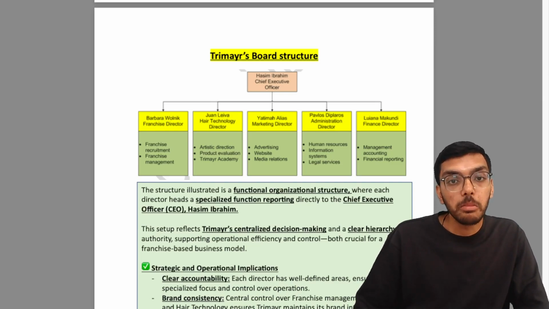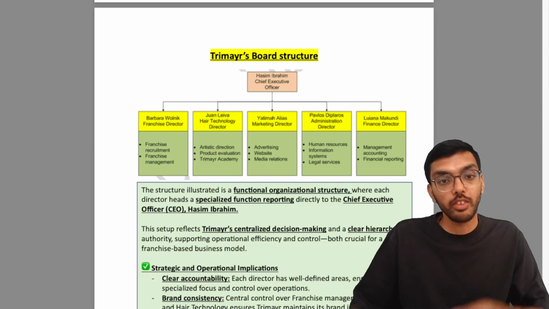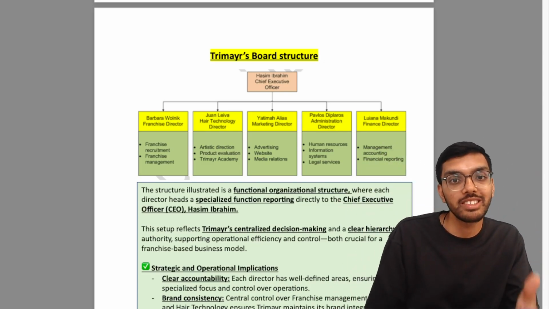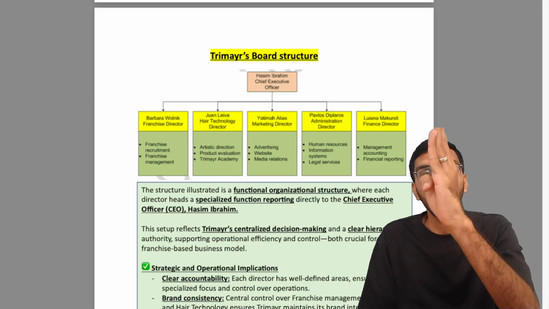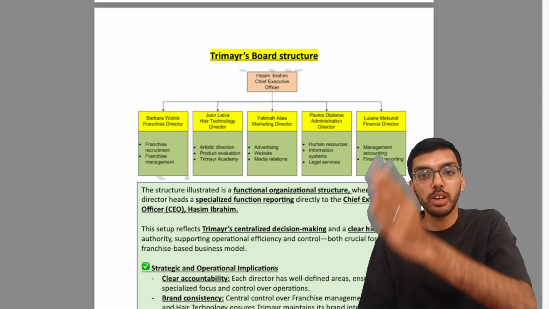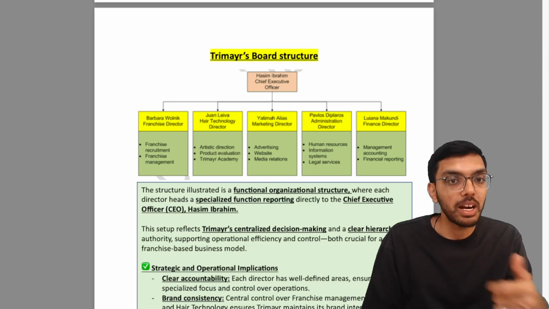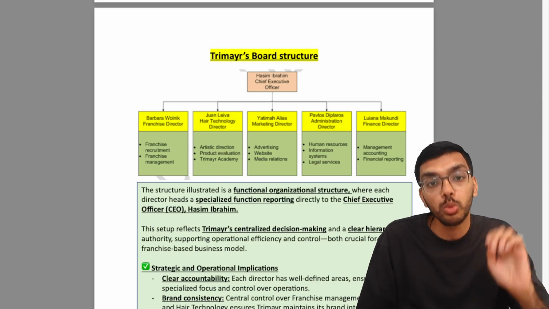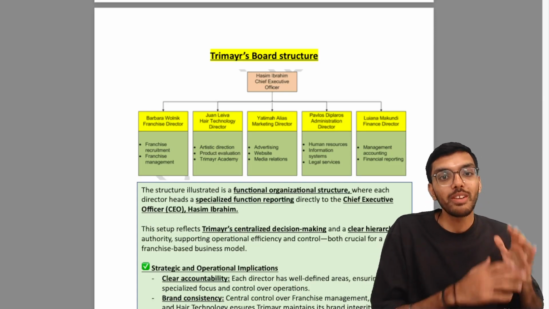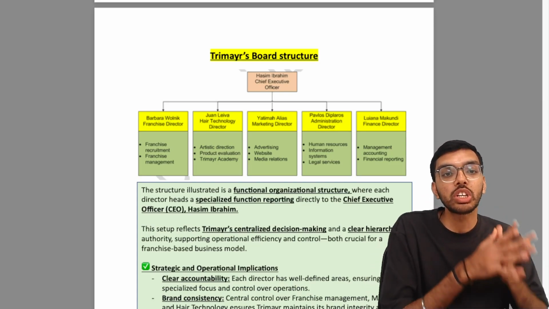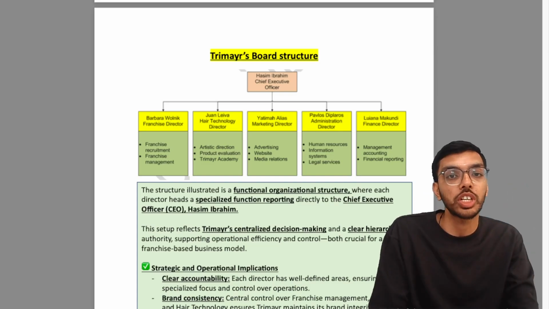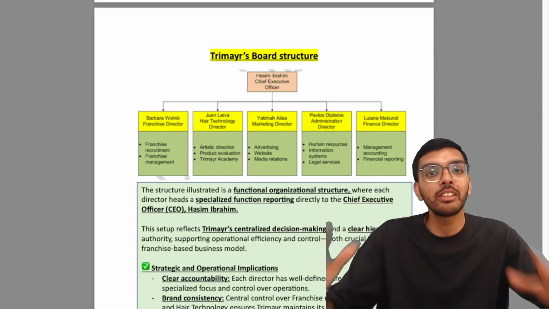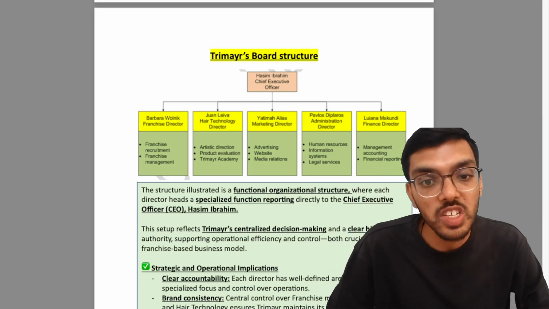Next, Trimayr's board structure. They've given us the board layout with Hasim Ibrahim, the Chief Executive Officer, at the top. Under him, we have different departments: franchise department, hair technology, marketing, admin, finance. We already went through the departments. So it's a very departmental, functional, organizational structure. Each department focuses on their job and then reports to the CEO.